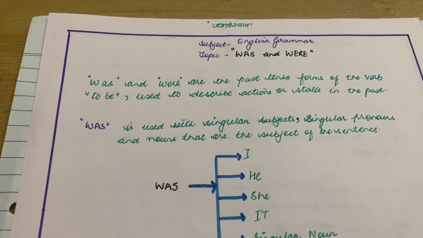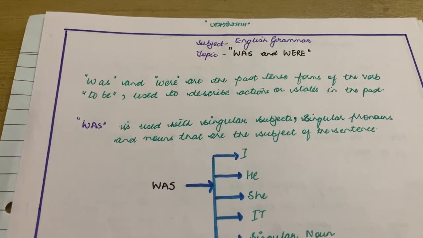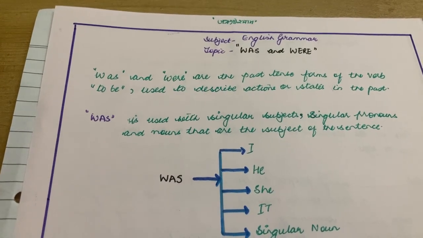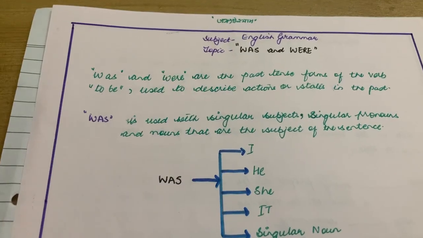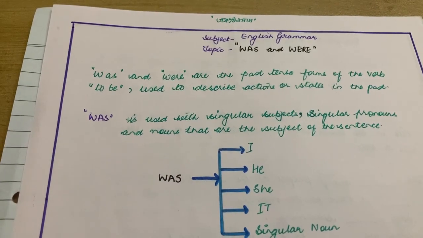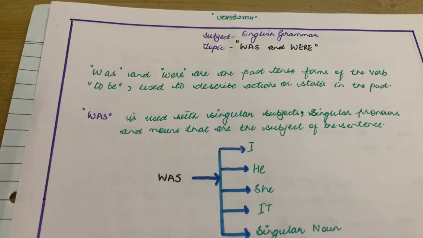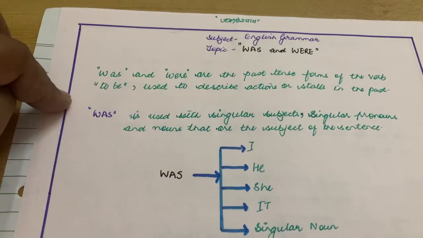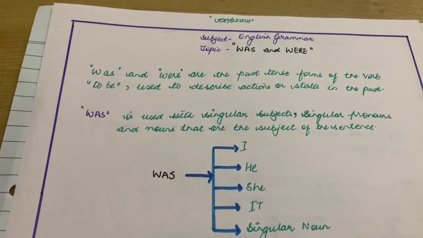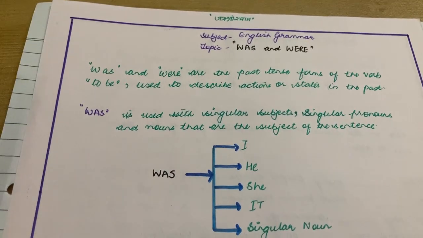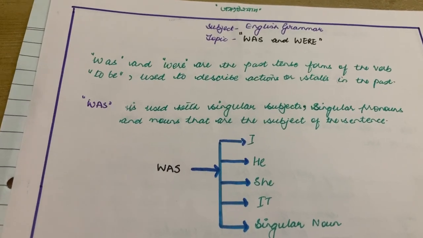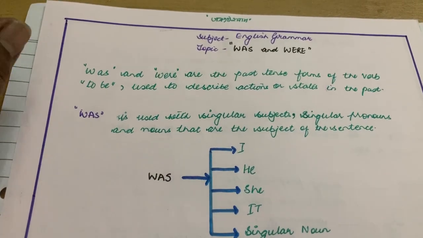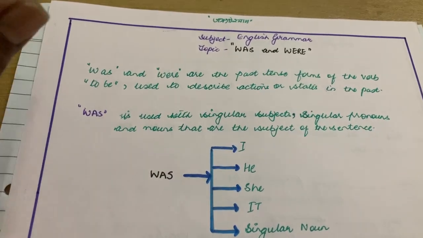So what is was and were? Was and were are the past tense form of the verb to be. And what does it describe? It describes the actions or events or states in the past. So for the verb form to be, when we have to describe any action, event or state that has happened in the past, we will use was or were.